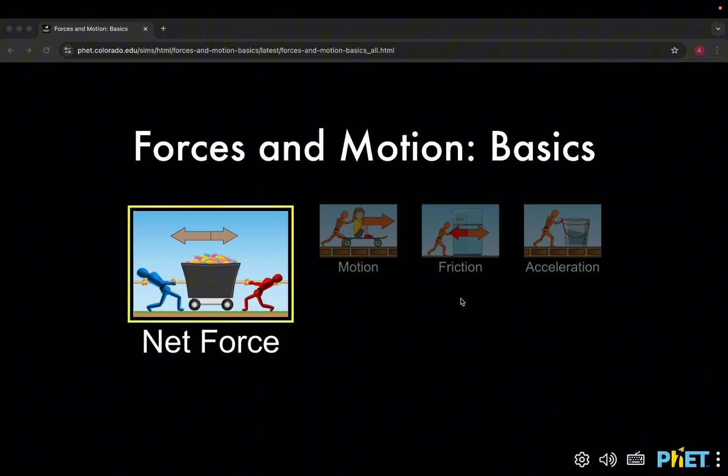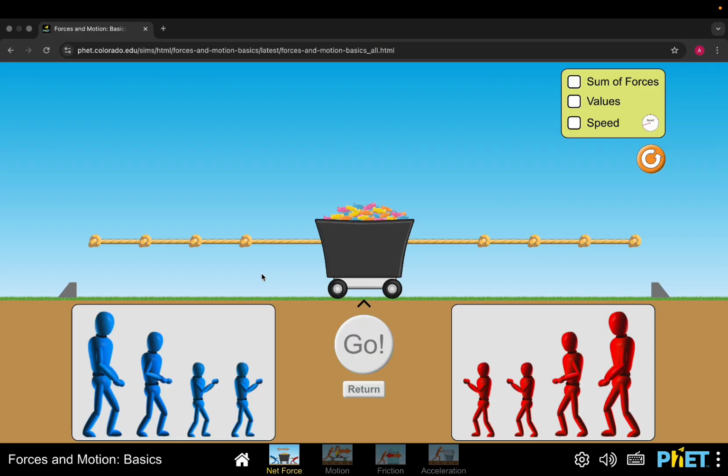Today we're going to be talking about forces and motions. First, we're going to talk about net force, then about motion, then friction, and last, acceleration. So let's begin. Let's select the net force simulation.